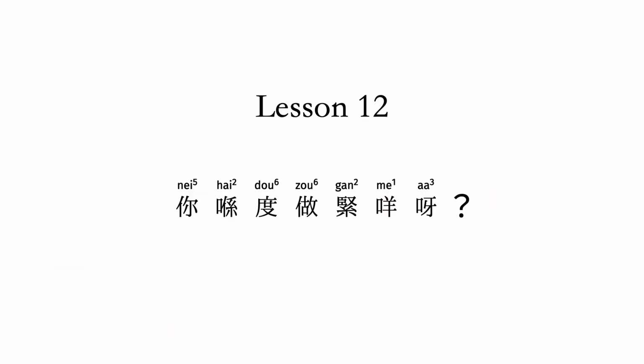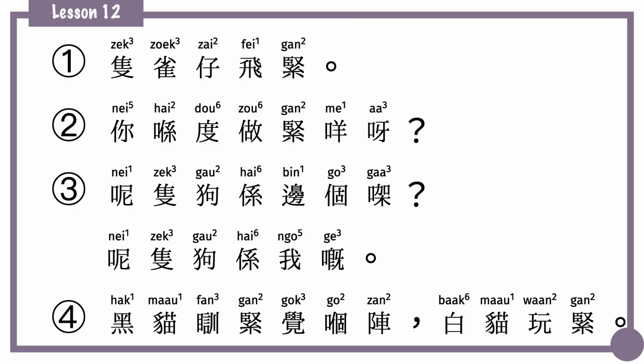Today in lesson 12, we are going to talk about different types of verbs and the aspect particle 緊, which indicates the ongoing progress. Then we have the aspect marker 喺度. After that, we will talk about two sentence final particles 㗎 and 嘅. Finally, we will have the sentence conjunction 嗰陣.